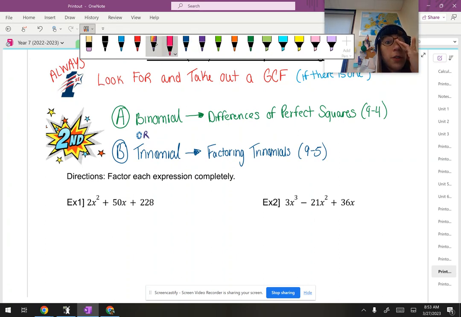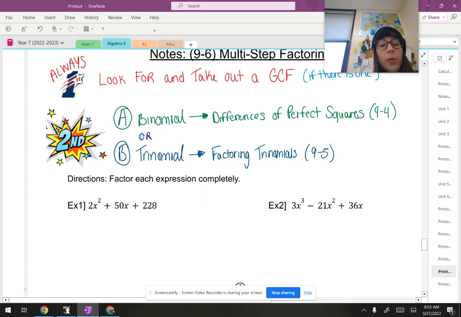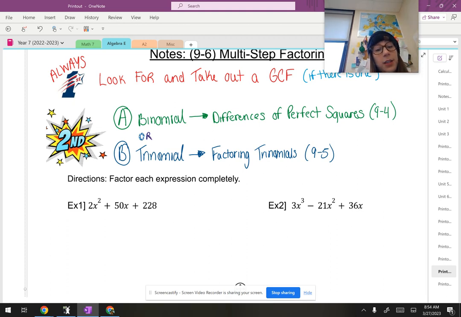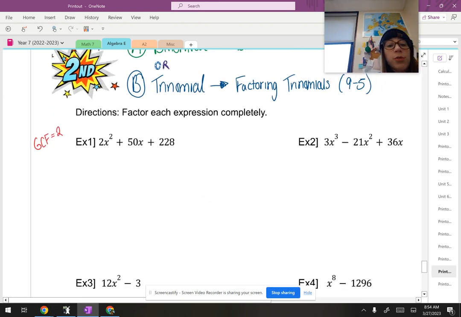Okay, so again, first thing we're always looking for to take out is a GCF. What is something that each one of these pieces, 2x squared, 50x, and 228x, not just kidding, 228, not x, all have in common? And that would be a 2. They don't all have an x because the 228 doesn't have an x. So my GCF on here is definitely going to be a 2. So I'm going to start by taking that GCF of 2 out.